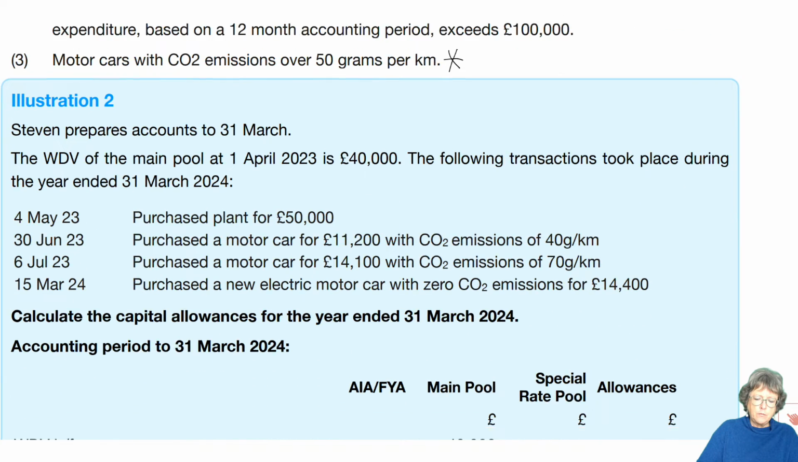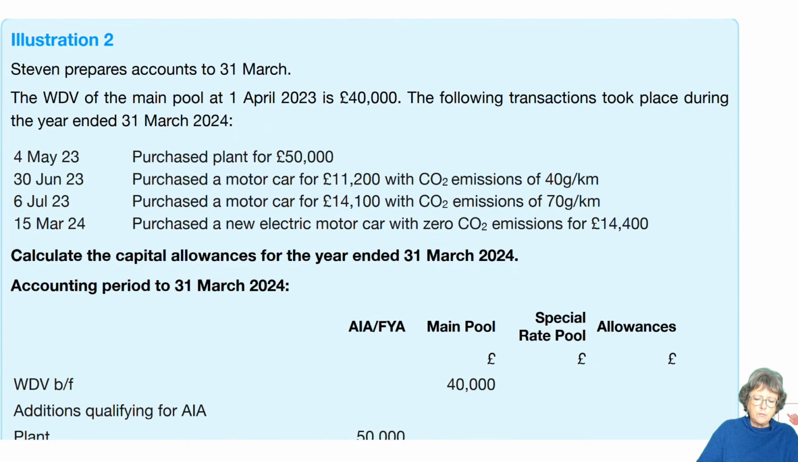So we have an illustration. Stephen prepares accounts to the 31st of March. The written down allowance on the main pool, so that's the brought forward figure, will be £40,000, and you see that here. See where I've written down value 40,000. So you've copied that into the question. Capital allowance is a lot of copying, but it's copying in the right place. But there is copying, and there are marks for copying. Copying the question, not copying somebody else. Don't do that. Copying the question.